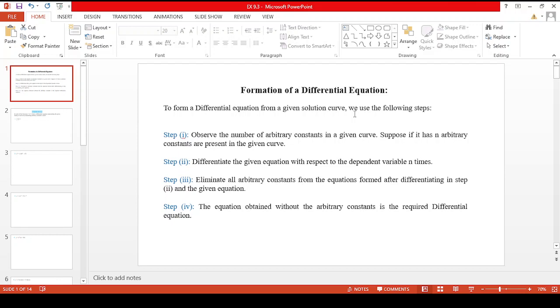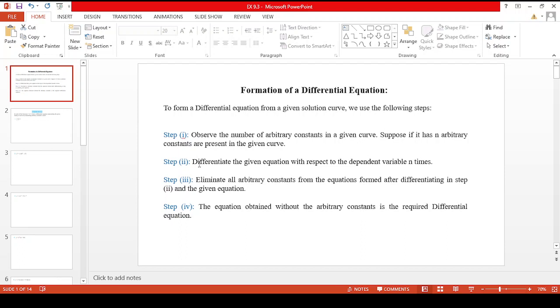To form a differential equation, we need to follow some steps. Those are the steps I have written over here. Just kindly check it. To form a differential equation from a given solution curve, use the following steps. The first step is to observe the number of arbitrary constants in the given curve. So first we have to identify how many arbitrary constants there are. Suppose there are n arbitrary constants, where n is a positive number.